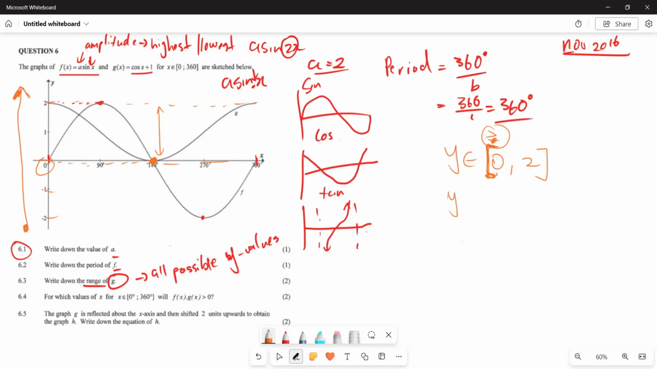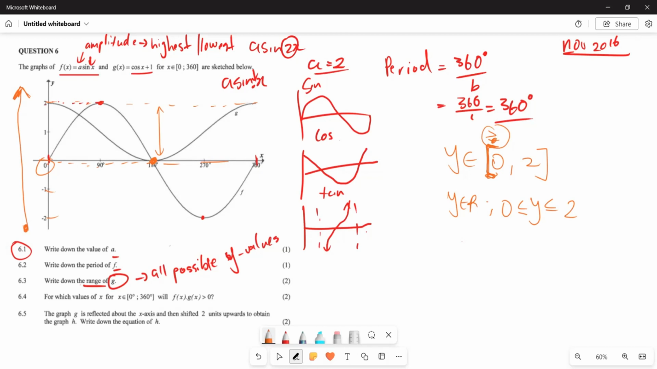Or you can write y is an element of the real numbers, where y is greater than or equal to 0 and less than or equal to 2 altogether, because the 0 is also included since the graph touches at this particular point. So this is basically the range.